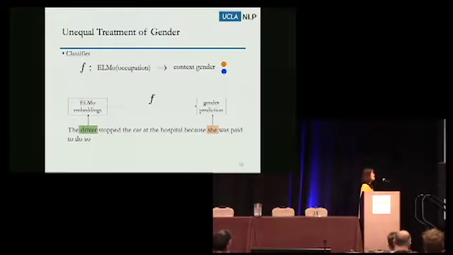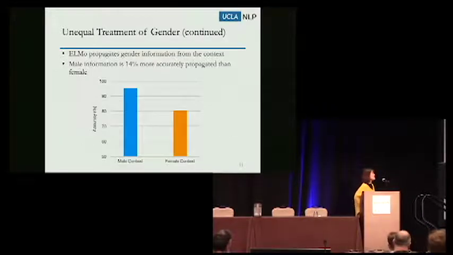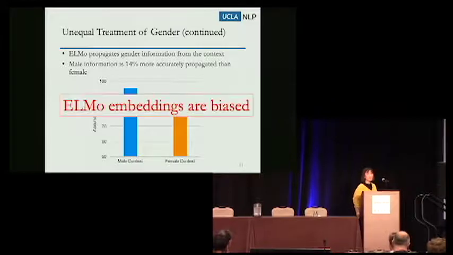We found that the result of such a classifier is far higher than 50%, indicating that ELMo can propagate the gender information from the context. But for different genders, we see that the accuracy is 14 points higher when predicting for male context than female context, indicating the unequal treatment of gender. So we see that ELMo embeddings are biased.